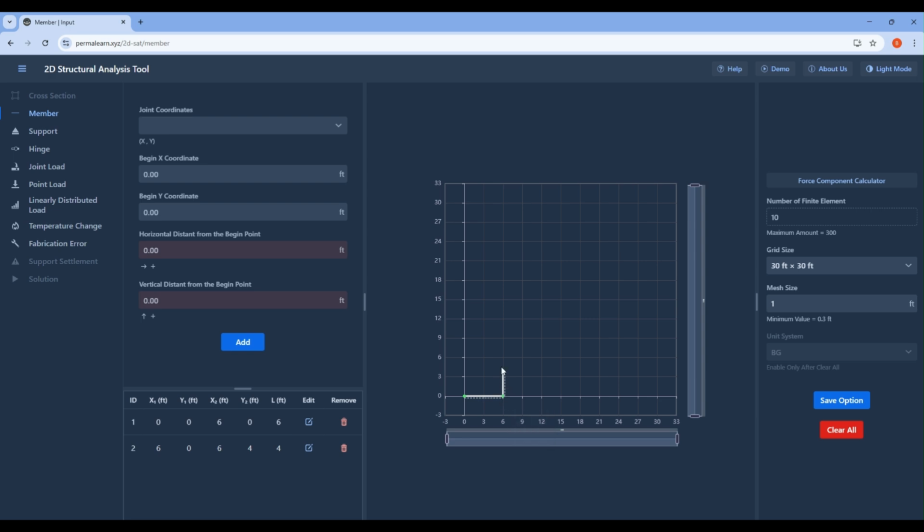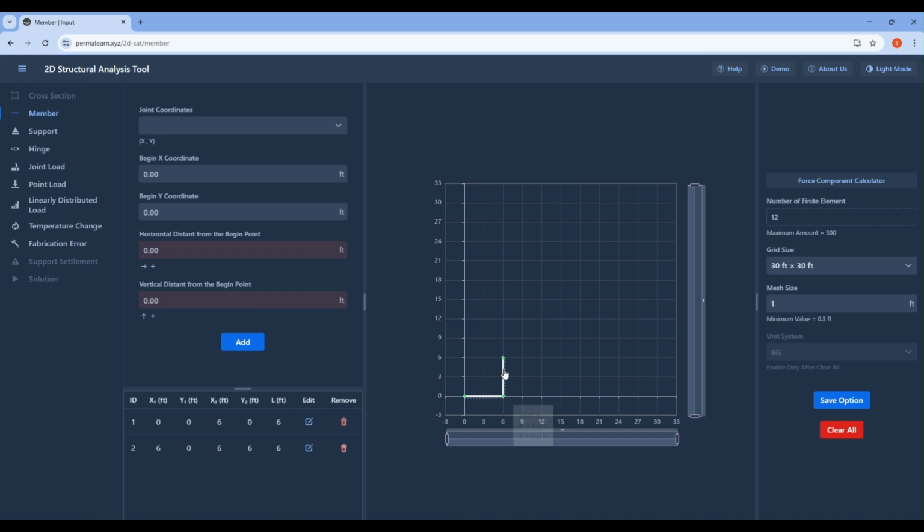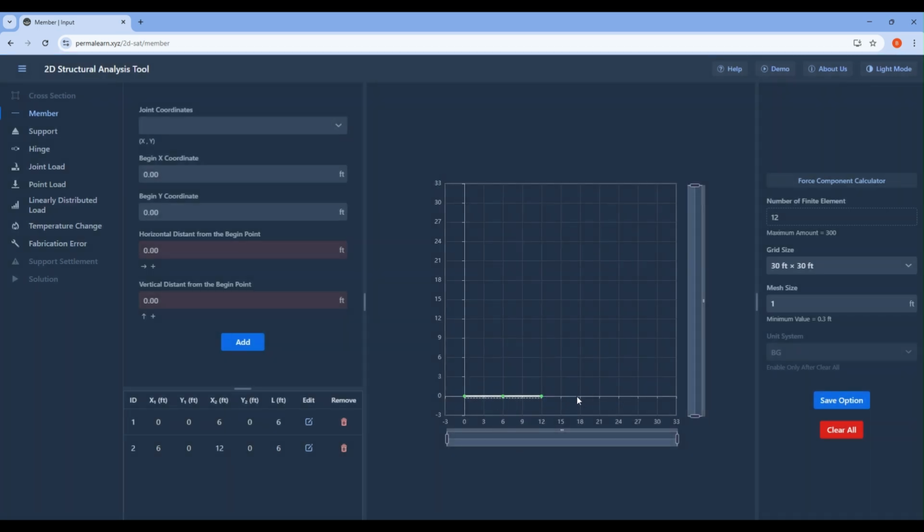And for this member BC here, if I want it to be, for example, 6 feet, I just click edit and edit this vertical distance to 6 feet, and then I click edit, and it will jump up to 6. And if I want it to go horizontal, I put the vertical distance equal to 0 and horizontal equal to 6, for example, and then I click edit, and it will go back to horizontal. And now I want to add another member from point C here going horizontal, for example 9.